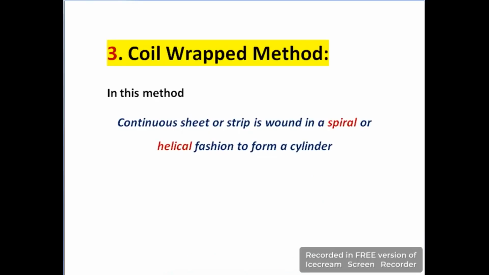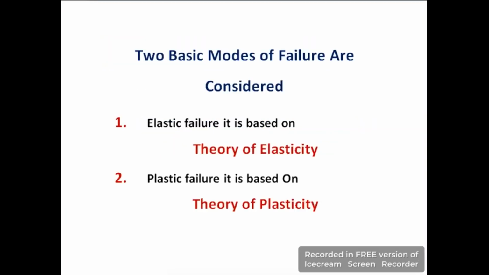The third method of high pressure vessel fabrication is the coil wrapped method, and in this method a continuous sheet or strip is wound in a spiral or helical fashion to form a cylinder. Now we talk about two modes of failure of high pressure vessels. The first one is elastic failure, which is based on theory of elasticity, and the second one is plastic failure, which is based on theory of plasticity.